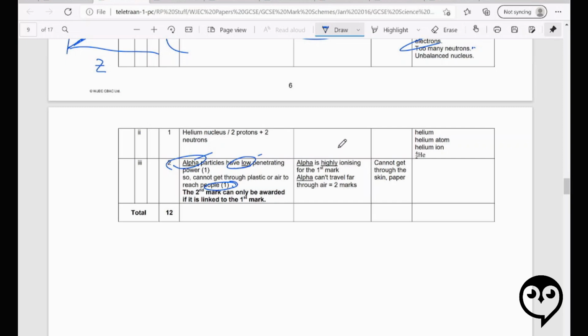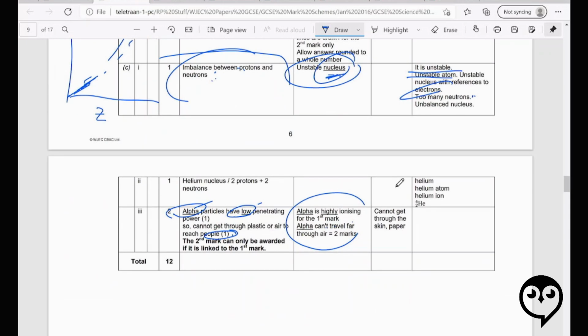All right. Oh, what's this? Alpha is highly ionizing. Alpha can't travel far in the air. Oh, you could say that. That's fine. Neutral answer: cannot get through the skin. Yeah, it's not going to hit you, but it's a better answer to talk about the alpha particles.